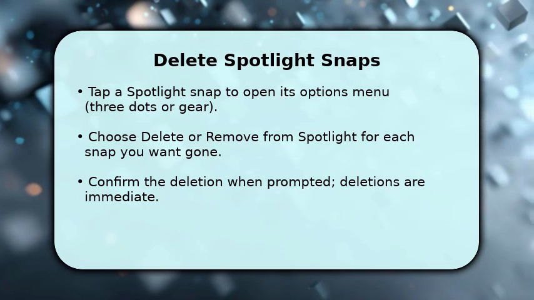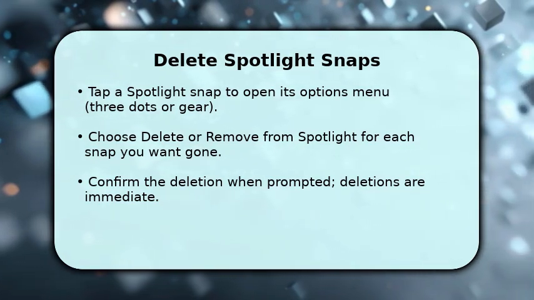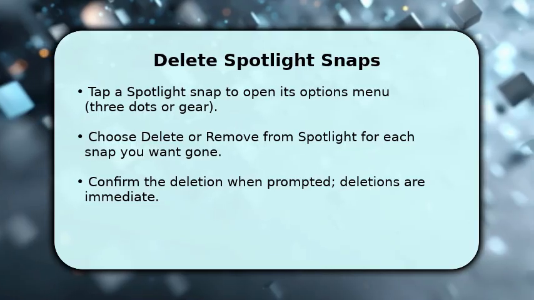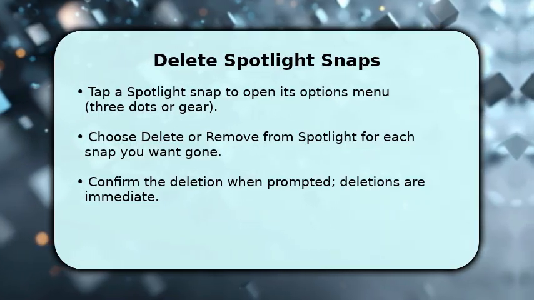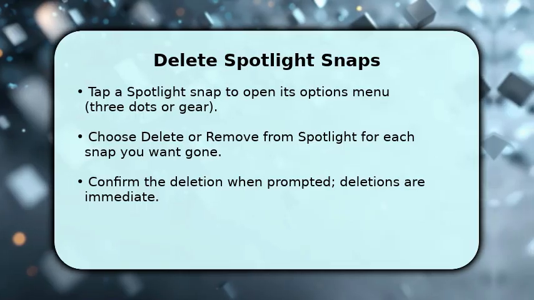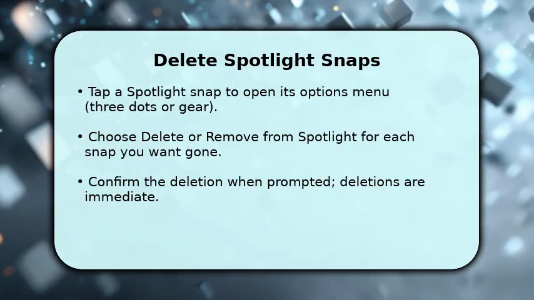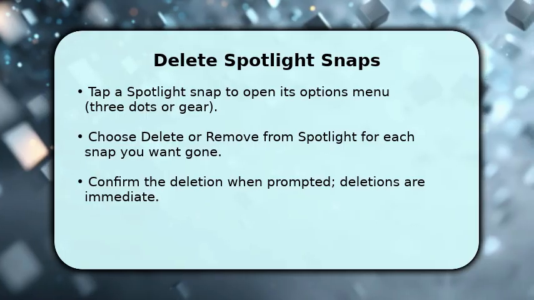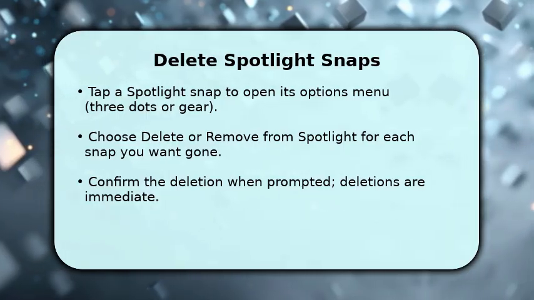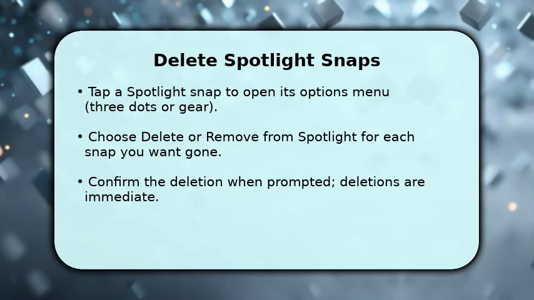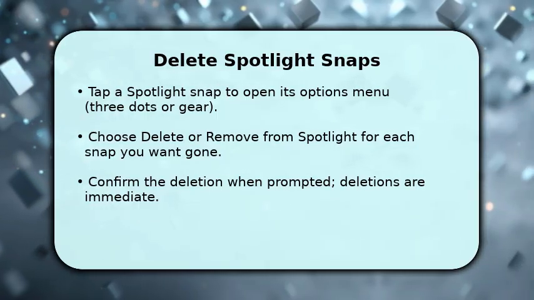Now you'll remove the individual Spotlight posts. Tap a snap, open the Options menu, and choose Delete or Remove from Spotlight. This removes it from Spotlight but may keep it in your private memories unless you also delete there. Do this for every Spotlight item you want gone. Once done, Spotlight will no longer display those clips.